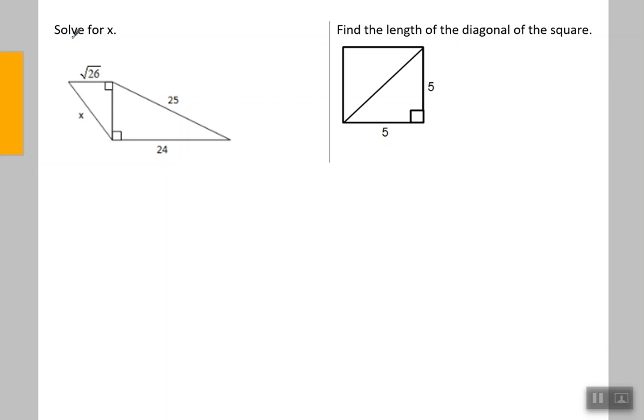Let's look at this example. Solve for x. So I see where x is, and it is involved in this right triangle here. It is a side of the right triangle. So I'd love to use my Pythagorean theorem to find that missing side. But notice that I only know this other side. I don't know this leg.